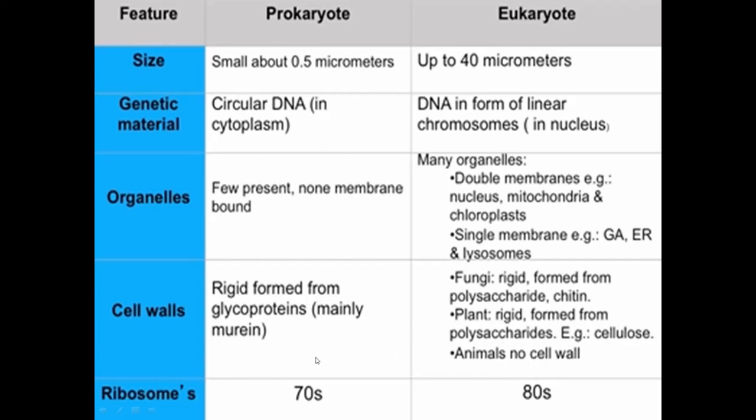Ribosomes in prokaryotes are of 70S and in eukaryotes are of 80S. So these are the differences between prokaryotic cell and eukaryotic cell.